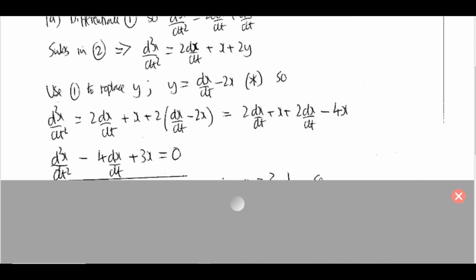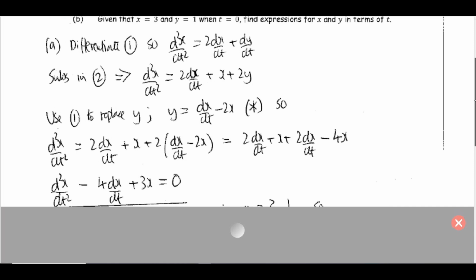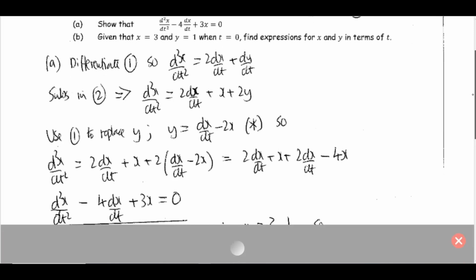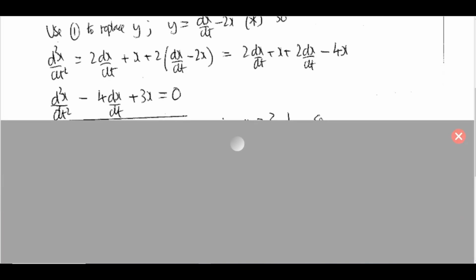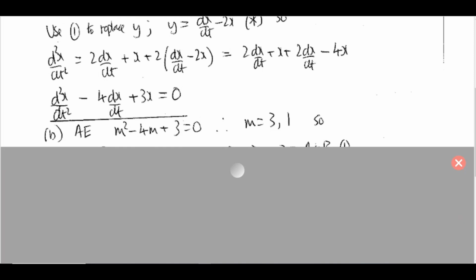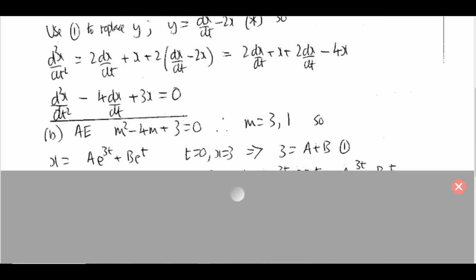Then to do the second bit, to get expressions for x and y in terms of t, given that initially when t is 0, x is 3 and y is 1, solve this by writing down the auxiliary equation. So m squared minus 4m plus 3 is 0, which has distinct roots: m is 3 and m is 1. So therefore the expression for x is a e to the 3t plus b e to the t. Obviously your a's and b's may be the other way around. It's absolutely fine. Your a will be my b and vice versa. The final solutions will be the same.